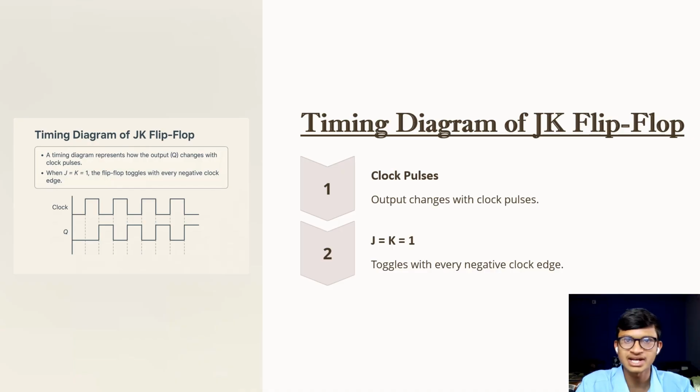You can see the timing diagram of the JK flip-flop. It shows how the output changes when clock pulses are given. When both J and K are 1, the output starts flipping between 0 and 1, but this flipping happens only when the clock signal goes down. This is called the falling edge. This edge-triggered behavior helps us control exactly when the output should change. That's how the counter moves from one state to the next at the right time.